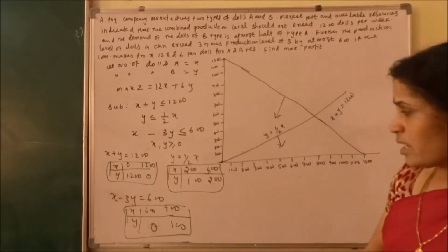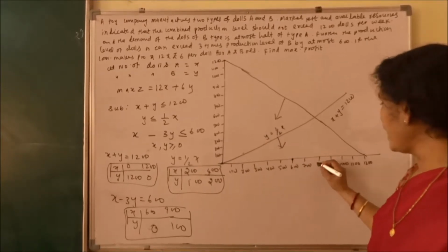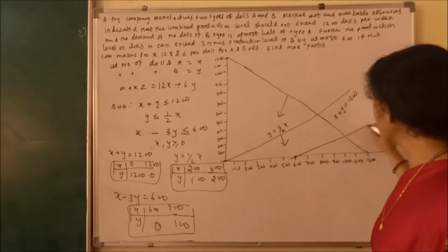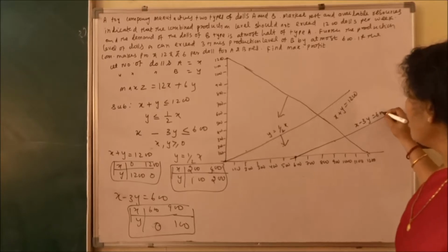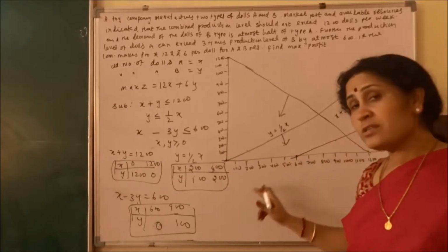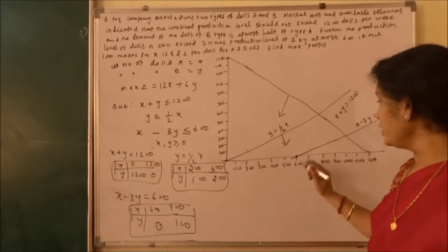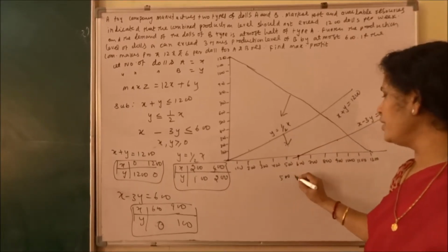Clear. Now next I am taking another one. 0, 600, 600, 0. And then 900, 100. So the line passes through like this. This is x minus 3y. Suppose the line passes through only one axis, then you must check again with a point. I am taking 500, 100, above the line.